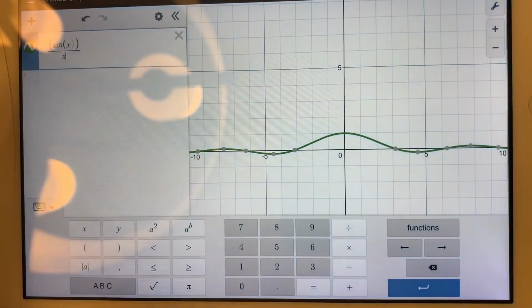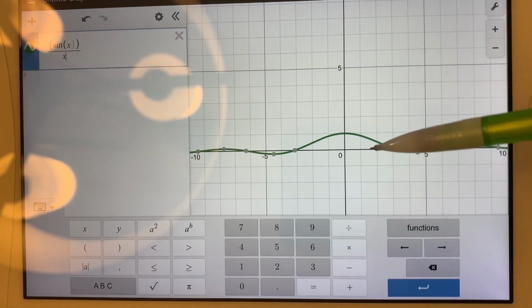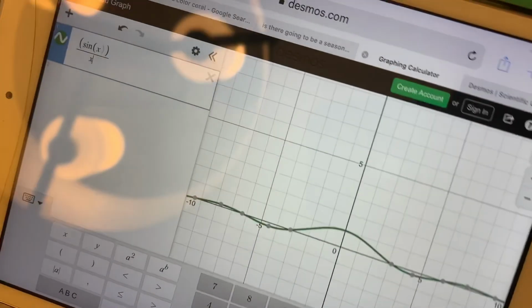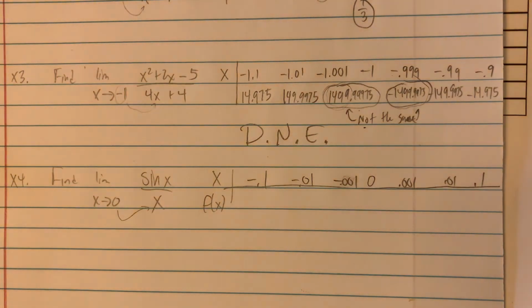So if we look at sine x over x on the calculator, here's sine x over x. And what happens as it's approaching 0 from the right? Well, it looks like the y value is going to be 1. And what's happening as it approaches 0 from the left? It looks like it's going to approach the same number. Let's confirm that with a table just to be sure.